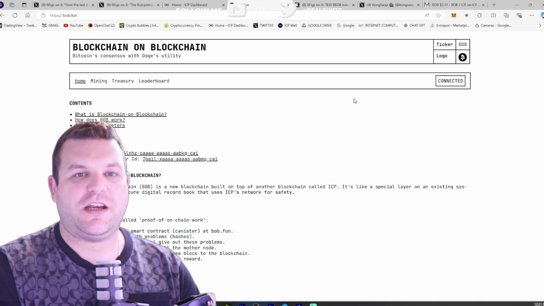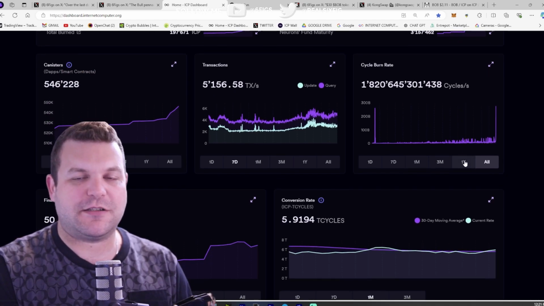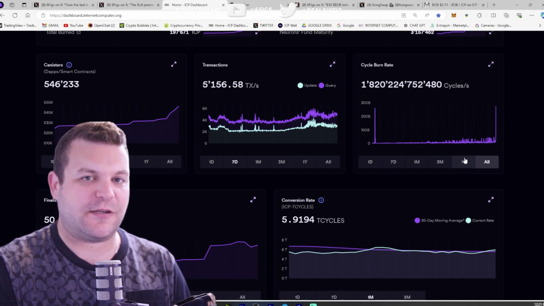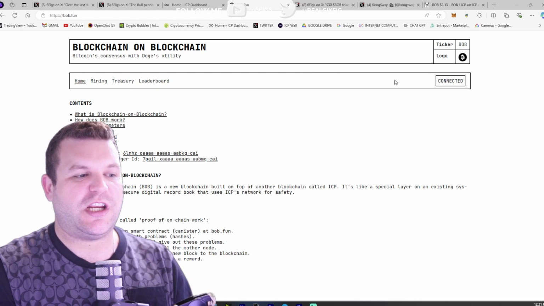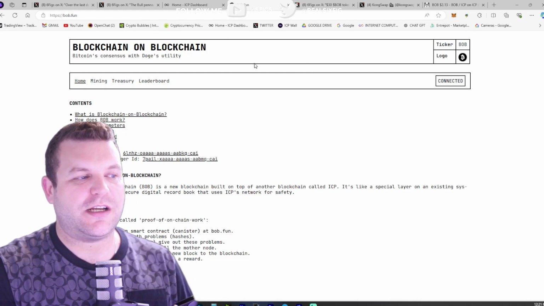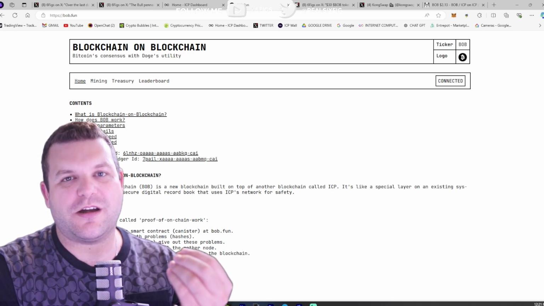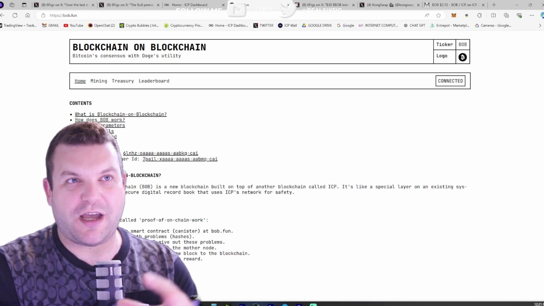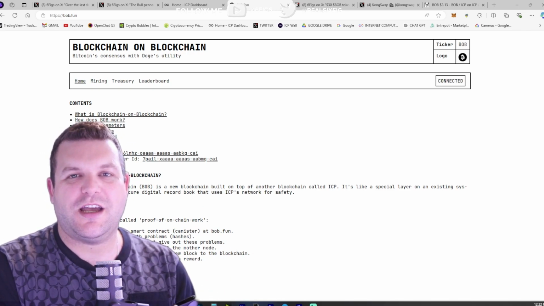What is Blockchain on Blockchain? And what is it doing that's absolutely wreaking havoc on the Internet Computer ecosystem in the best way? Well, it's basically a new blockchain built on top of the Internet Computer, and it's kind of interesting what they are labeling this. They are calling this a proof of on-chain work blockchain. So it's kind of got its own twist.